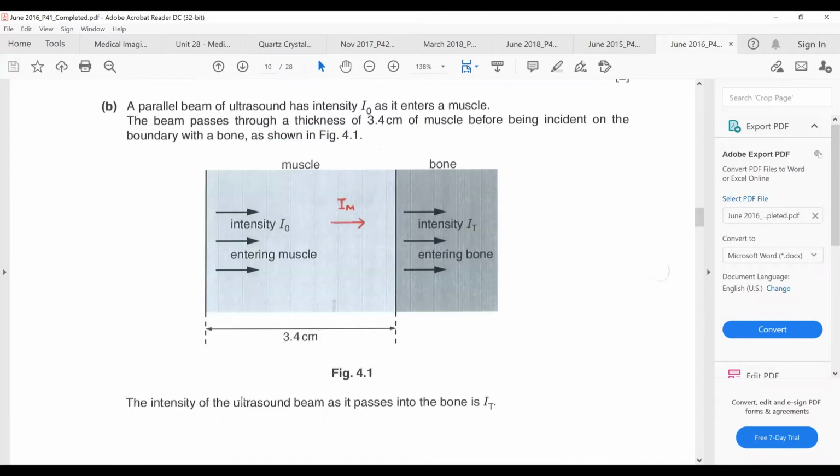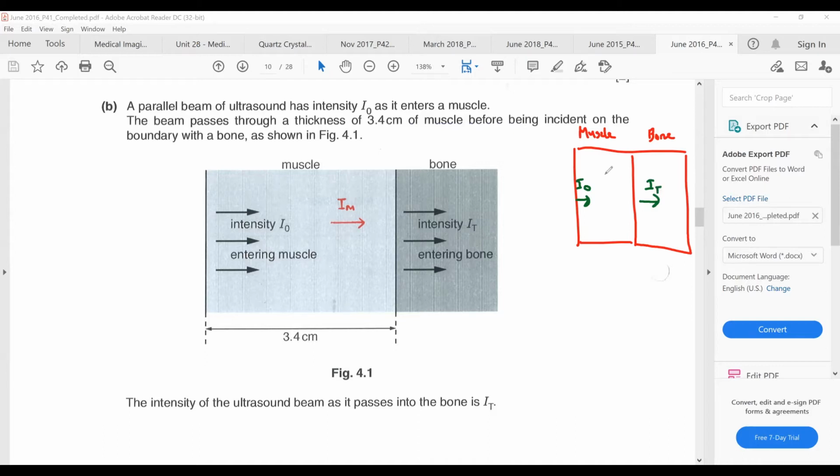Now this is where you need to be careful. There are two mediums here. One of it is muscle, one of it is bone. They have told you that what is here is your I naught. Then after that, what is here is your IT.